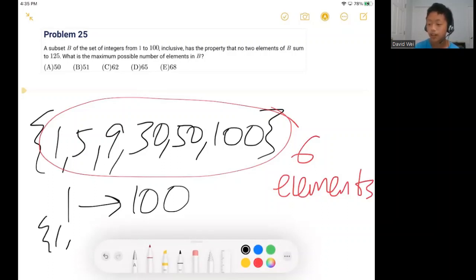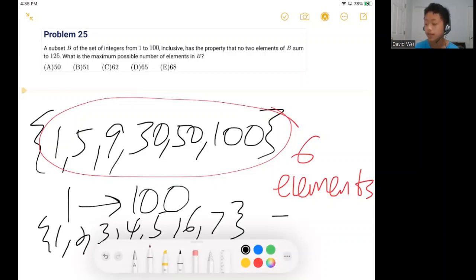Like we can do 1, 2, 3, 4, 5, 6, 7 or something. This includes 7 elements, and clearly this also has the property that no two of the elements have a sum of 125, which also satisfies the conditions. But we want to find the maximum possible number of elements we can put into the set in order to satisfy the condition that no two of the elements have a sum of 125.